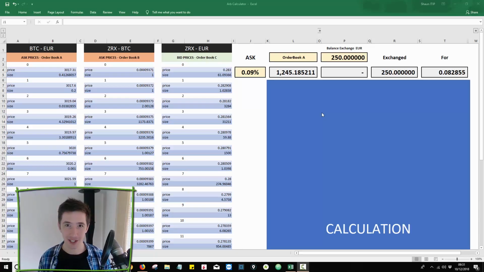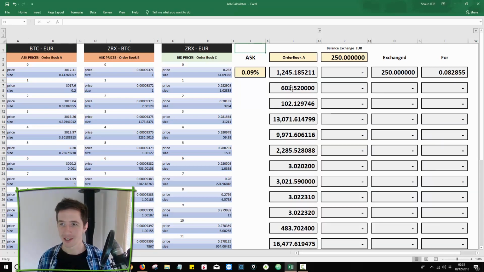Okay, so let's finish our calculation on the total picture of this triangular arbitrage opportunity that we've been modeling here, the simulated trade that we've been doing. Now, first of all, I'm going to get rid of this big blue box over here so that we can actually see all the calculations going on. And we were using the example of 250 euros. Now I'm going to stick with that example.